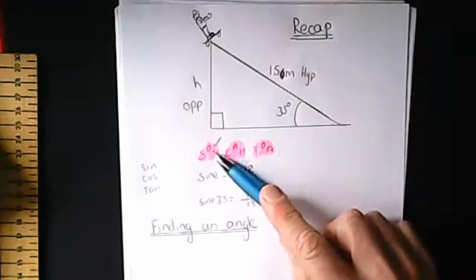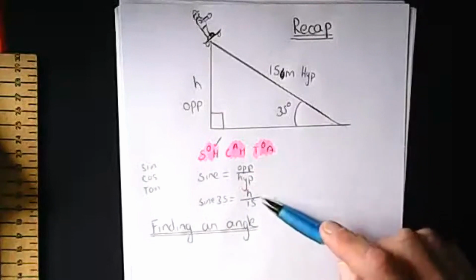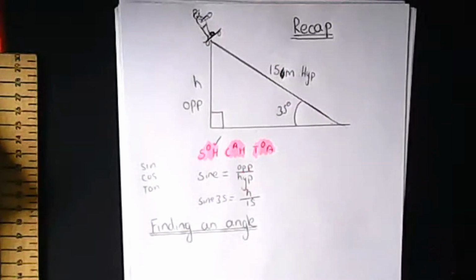Label, pick the right one for the function, write it out, sub it in, 2 marks. The third mark is the actual calculation part.